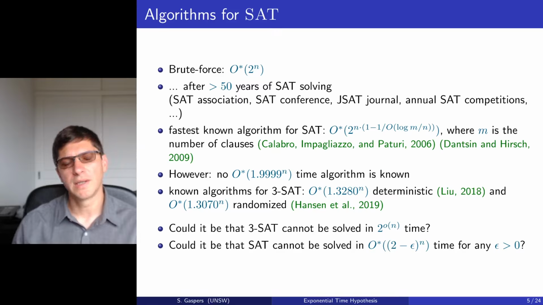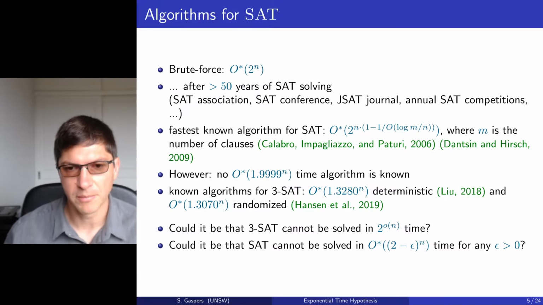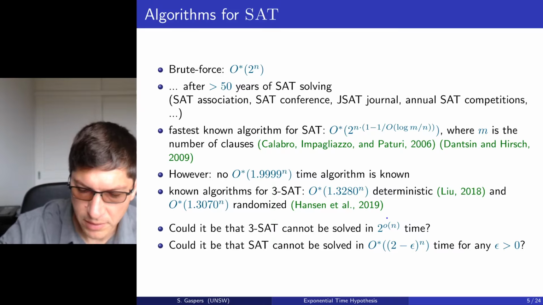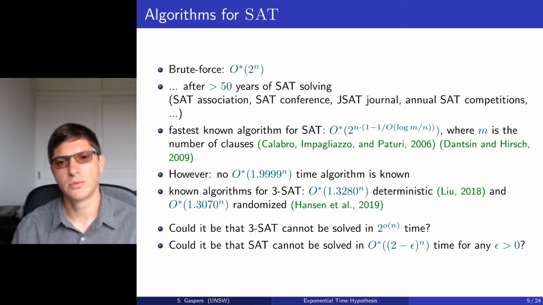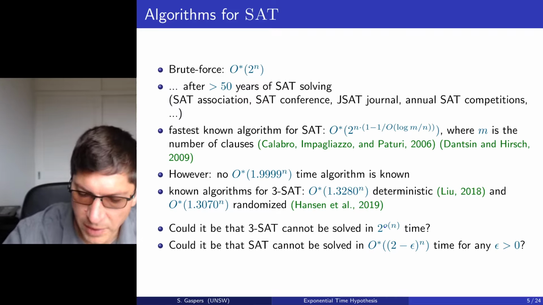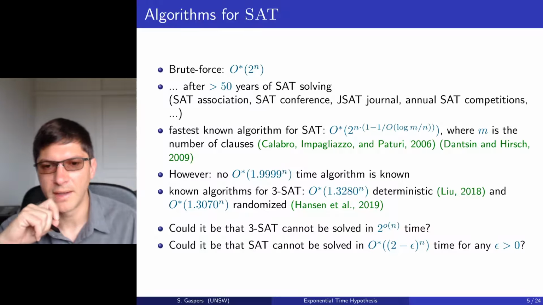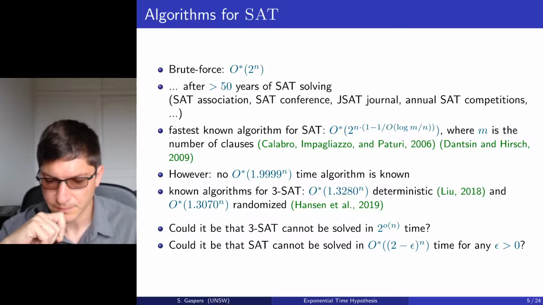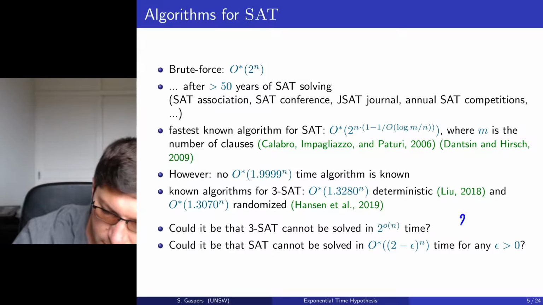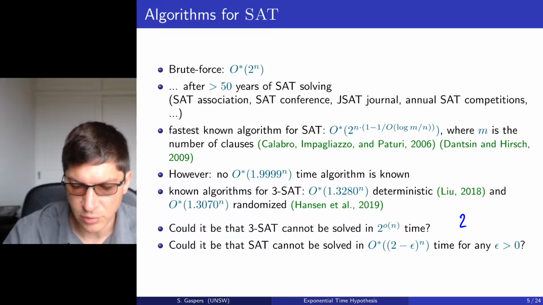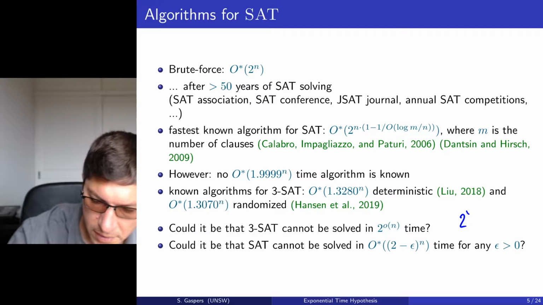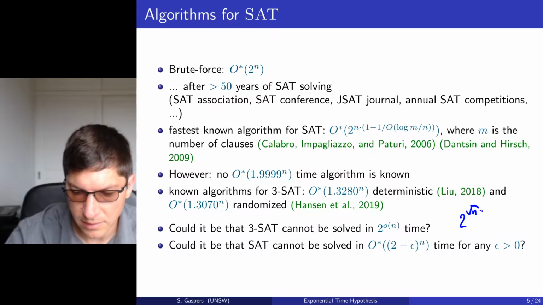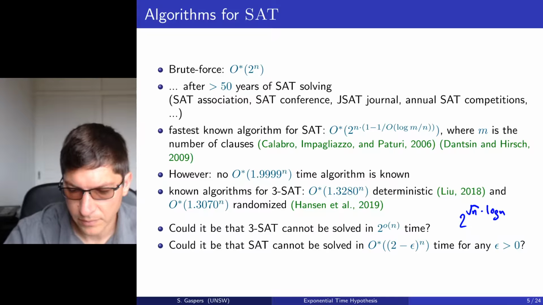So could it be that 3-SAT cannot be solved in sub-exponential time? Here the 2 to the power small o of n running time is 2 to the power of something that grows strictly slower than any linear function. So for example, could it be that 3-SAT cannot be solved in time 2 to the power square root of n, or 2 to the power square root of n times log n?